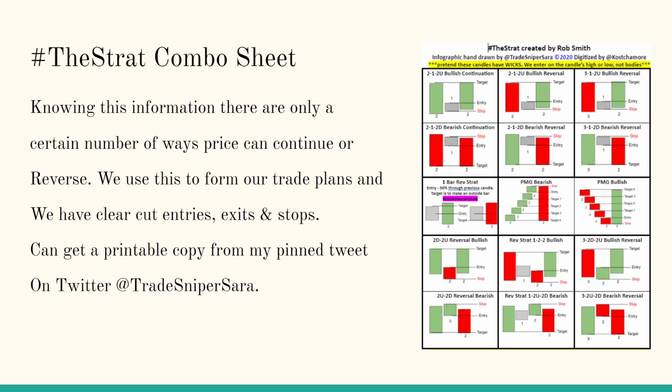And so this is what Rob was saying, that we know that there's only 3 kinds of candles. We know that they can only reverse and act in so many ways because it just is what it is. There's only 3 candle types, so there's a limited number of ways that things can continue and things can reverse. So knowing this, we use this sheet. This is our setup sheet basically.